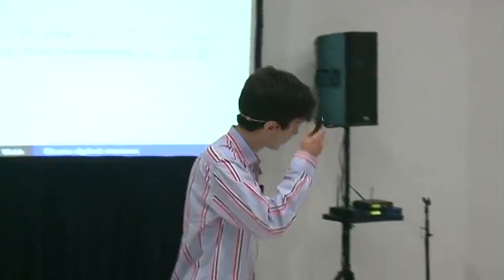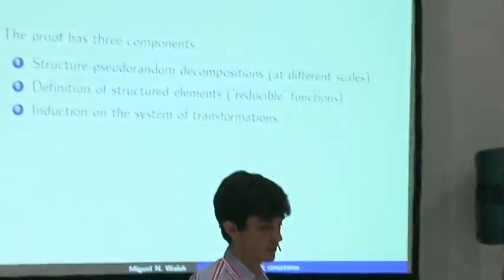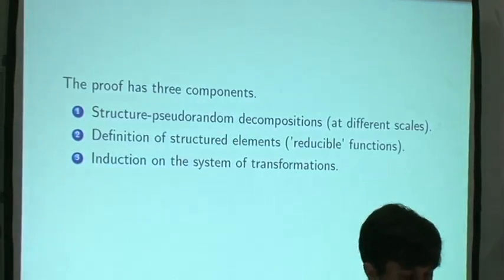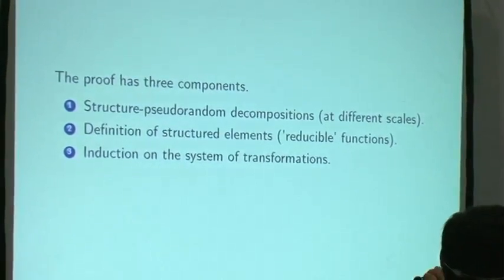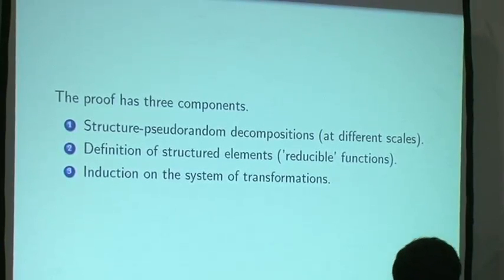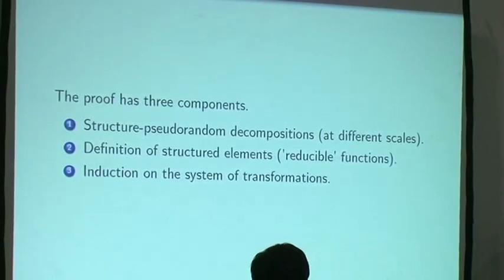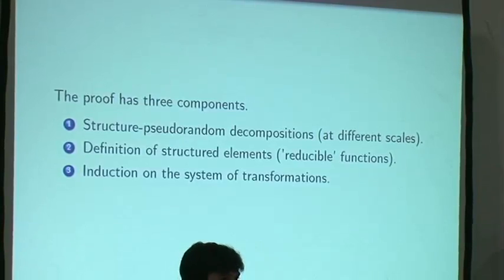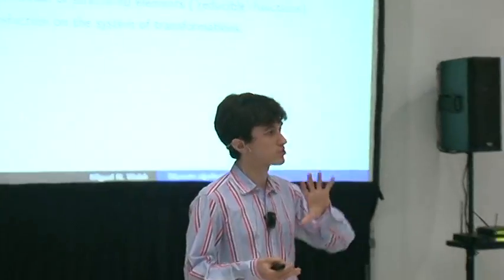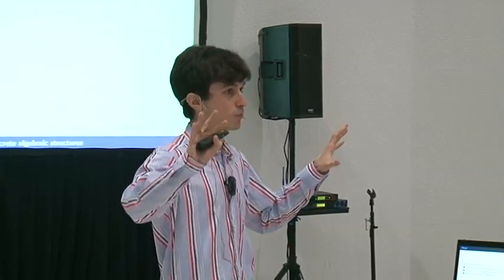And well, I'm not going to discuss the proof, but let me tell you just the names for the steps. So the proof has 3 parts. The first part is about doing a decomposition of the function that you're studying into a structured part that manifests this kind of algebraic structure I'm talking about without being very clear, and a random part which always behaves very nicely.